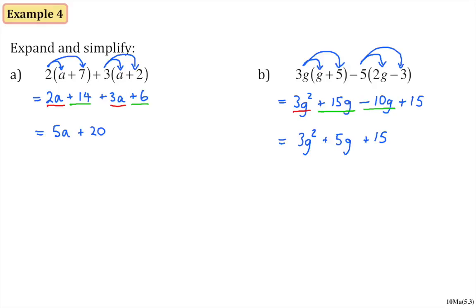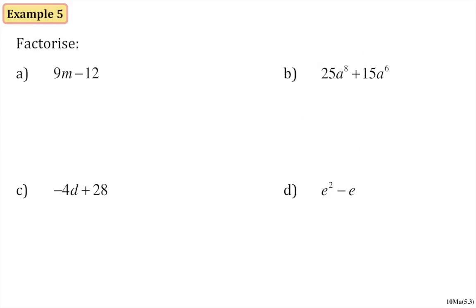Let's go to our next example. Example 5 is all about factorising. So let's look at part A obviously first, and what we're dealing with here is two terms. We're looking for what is common in each term. What number goes into 9 that also goes into 12? Now you have to be good at being able to do your dividing here, your division or your multiplication. 3 goes into 9 and 3 goes into 12. So I put down 3 and then a bracket.